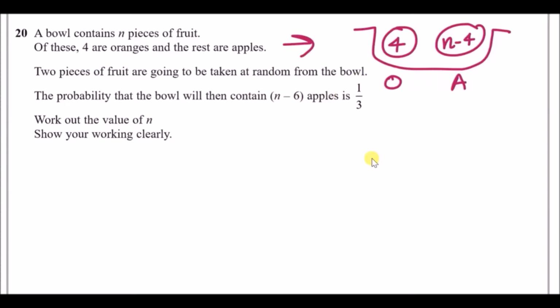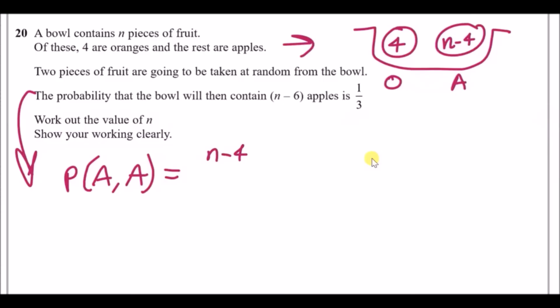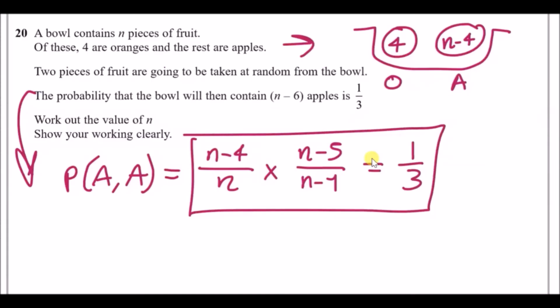So writing this as an equation, this means the probability of picking an apple and another apple is going to be, firstly, the first time you have n minus 4 out of a total of n, times, and if you take an apple, you're going to be left with n minus 5, and of course, you have one less fruit, so n minus 1, and all of this will give us a total probability of a third. And that's it, guys. This is the equation to work with. If you're able to follow this step, then all you have to worry about now is the algebra.